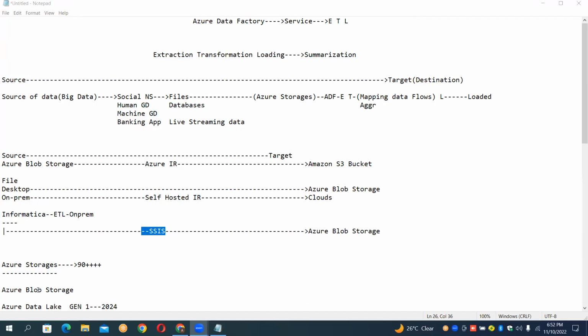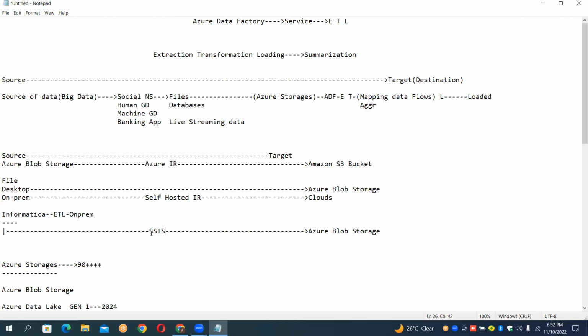So these are the three integration runtimes. Don't get confused, guys. Whenever you have cloud to on-premises or on-premises to cloud, use the self-hosted IR. Whenever there is a cloud to cloud transfer, you need not worry about the IR. Automatically it takes care. And for SSIS, if the transformation is written in some other language and you want to run it in the cloud environment, then we use the SSIS package to run it.